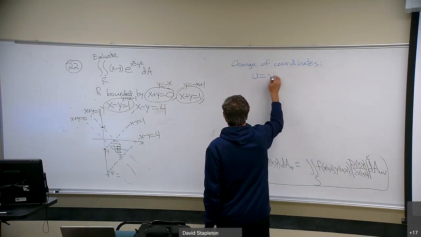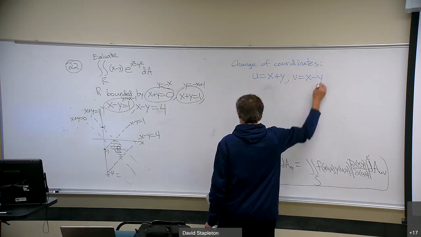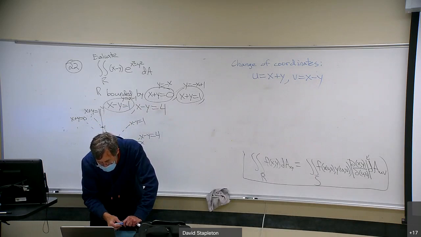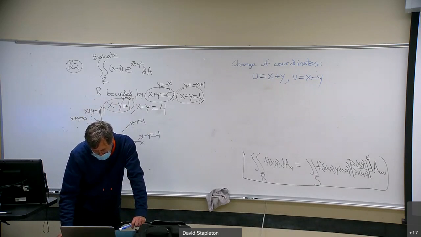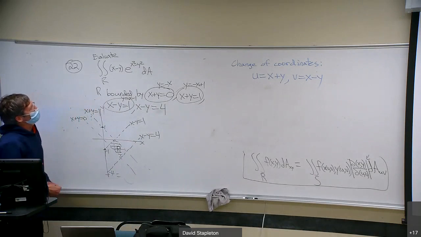U equals x plus y. V equals x minus y. Or maybe they put it the other way. Yeah, that's what they did: u equals x plus y. Okay. So suppose I make that change of coordinates.